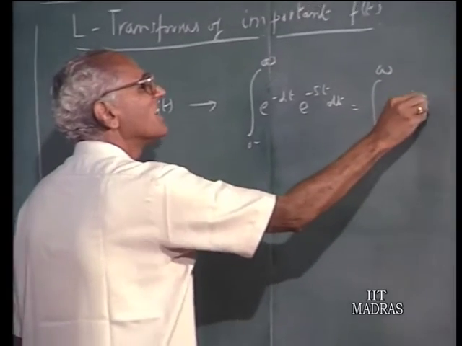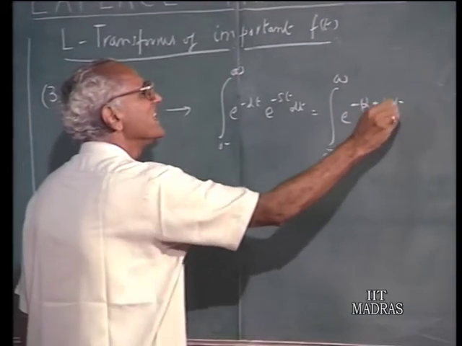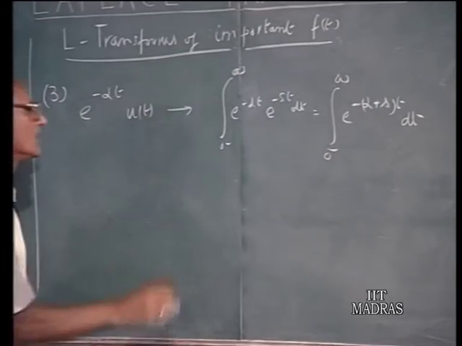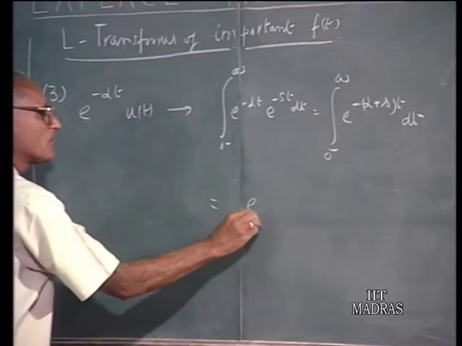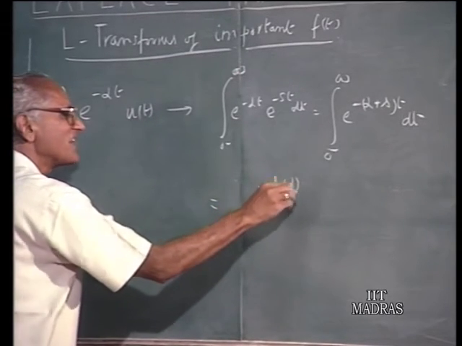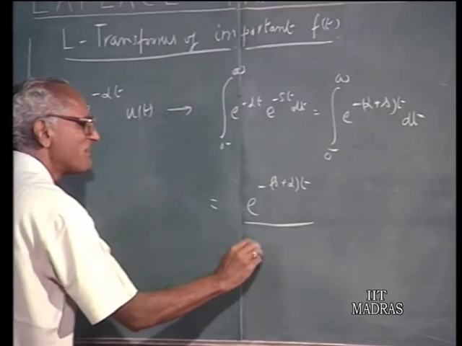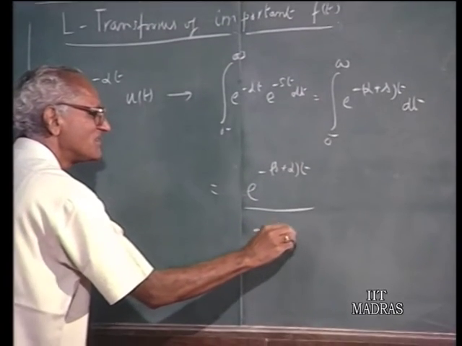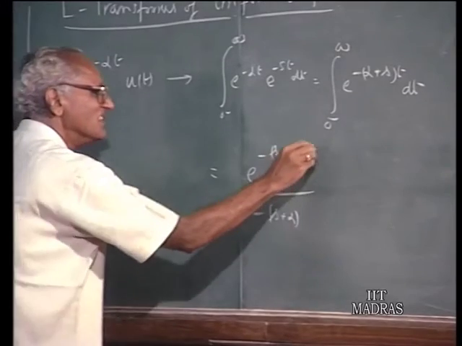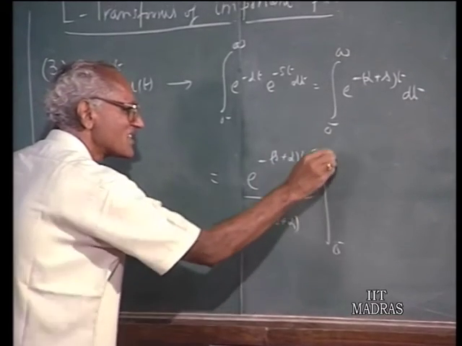which is equal to the integral from 0 minus to infinity of e to the power of minus (s plus alpha) times t dt, which is equal to e to the power of minus (s plus alpha) times t divided by minus of (s plus alpha), evaluated between the limits 0 minus to infinity.